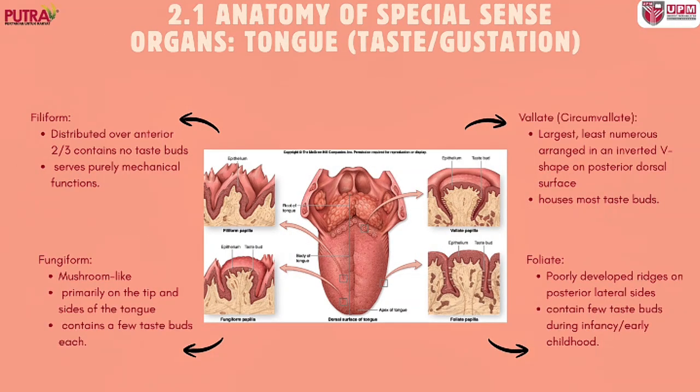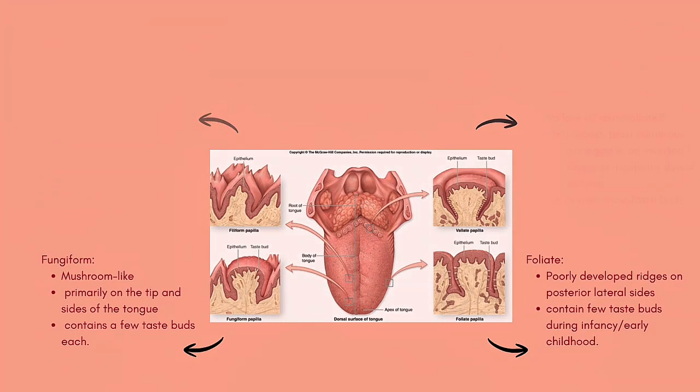The tongue surface features four types of papillae. First, filiform papillae are distributed across the anterior two-thirds of the tongue. They lack taste buds and serve a mechanical role. Second, fungiform papillae are mushroom-like projections located on the tip and sides, containing a few taste buds each. Third, vallate papillae are large structures arranged in an inverted V at the back, housing the majority of our taste buds. Finally, foliate papillae form weak ridges on the lateral sides, losing their taste buds after early childhood.